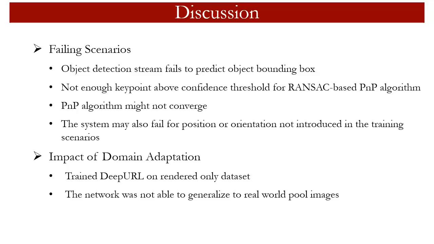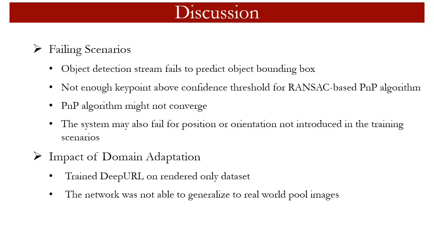In some rare cases, PnP might not converge if 2D to 3D correspondences are not in consensus. The system may also fail for position and orientation not introduced in the training scenarios. Since there are only few wrong pose predictions, they can be filtered out using state estimation algorithms like Kalman filter.